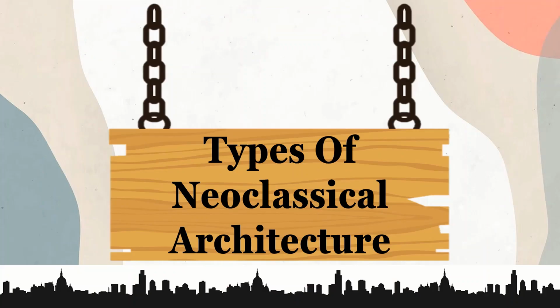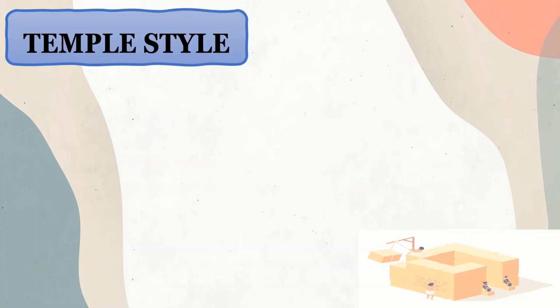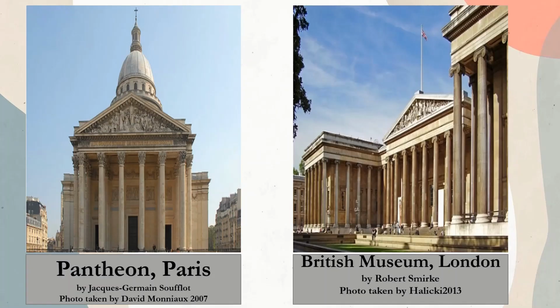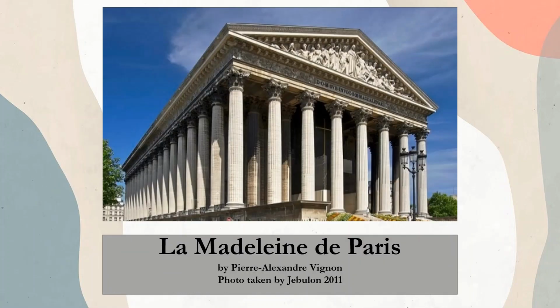Here, let's talk about the types of neoclassical architecture. First, we have the temple style. Temple style in building design was based on an ancient temple. Many temple-style buildings feature a peristyle, meaning a continuous line of columns around a building, a rare feature of Renaissance architecture. Here are some of the examples of temple-style buildings. We have the Pantheon in Paris, British Museum in London, and the La Madeleine de Paris.